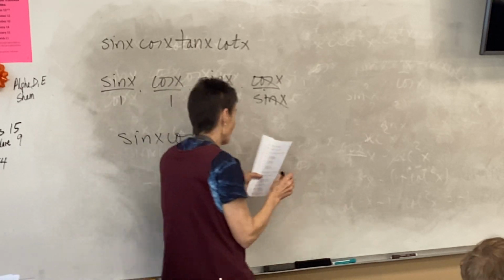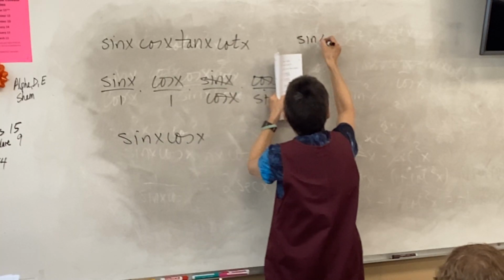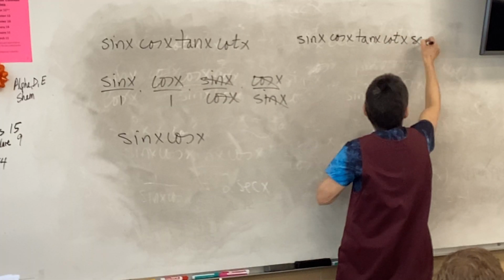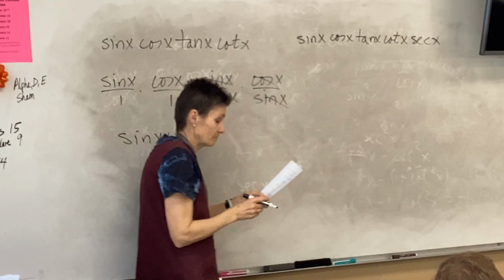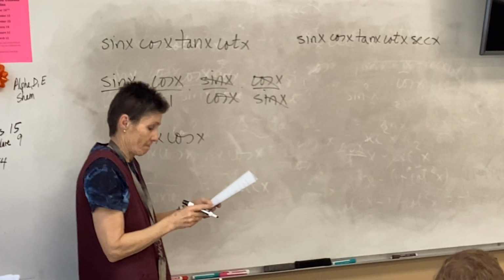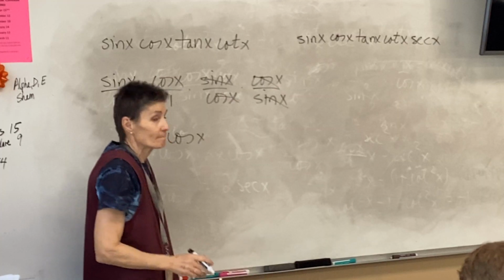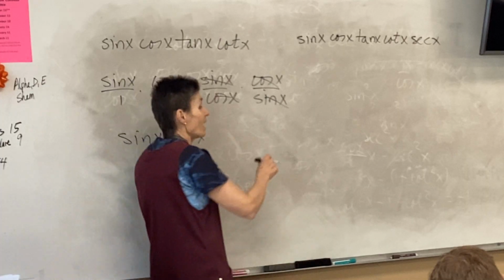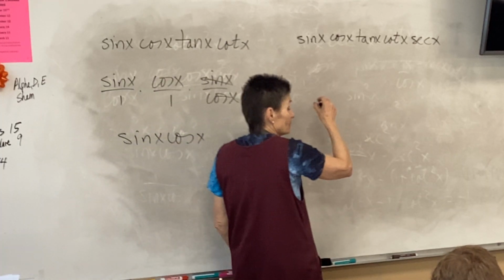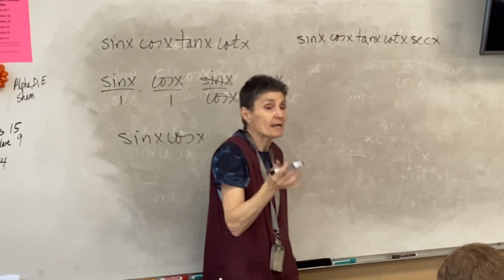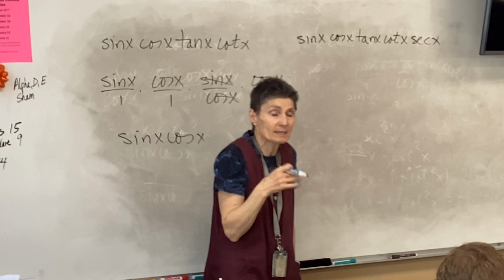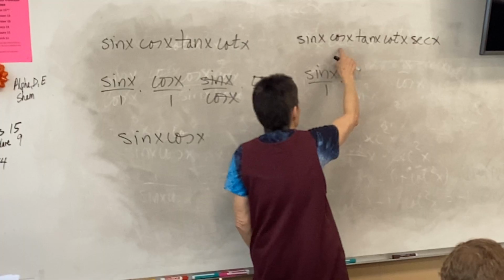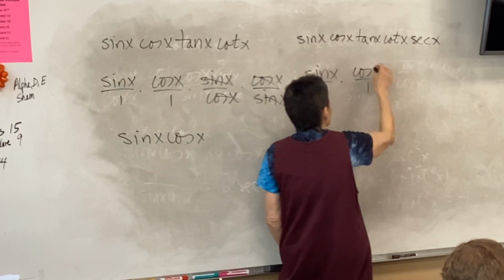Oh my gosh, it gets worse. Look at number 18. Sine, cosine, tangent, cotangent, secant. Okay, it's just like the one we just did. What do I do with sine? Guys, you can't do anything with sine. Sine doesn't break down, it doesn't rewrite. So since this is all multiply, I'm just gonna write sine over 1. Same with cosine.